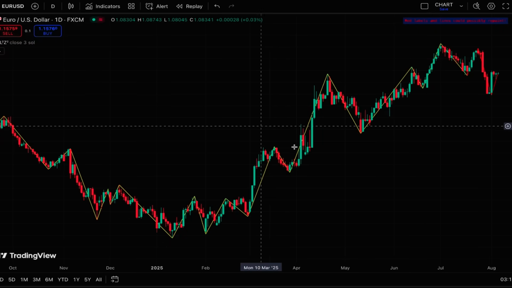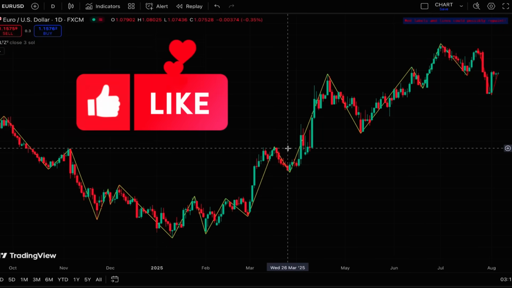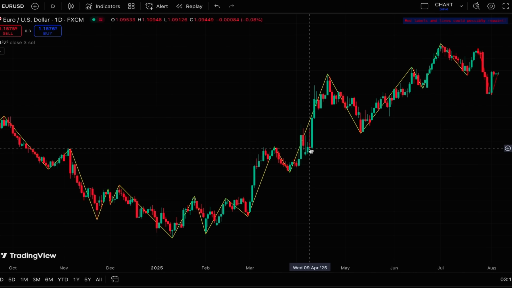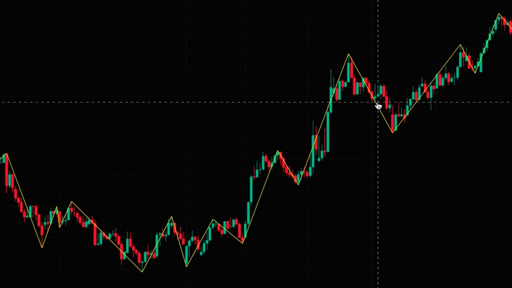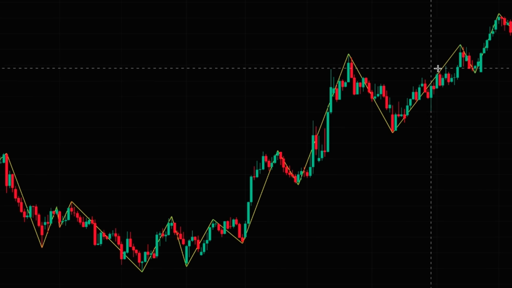Alright, this is the indicator, and as you can see, it has added some lines on the chart which are based on the movement of the price. This indicator, based on the pivot points of the price, has added lines on the structure of the price movement as the price is moving forward.